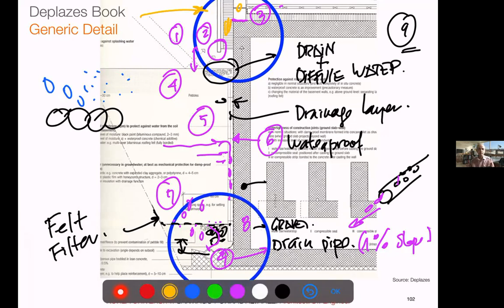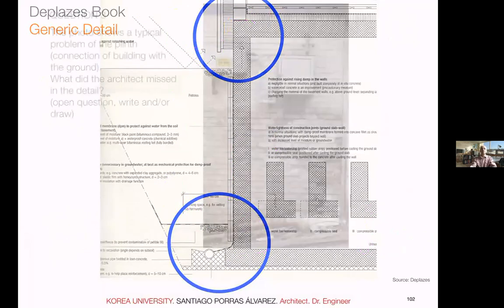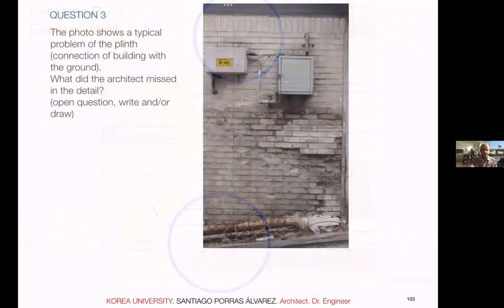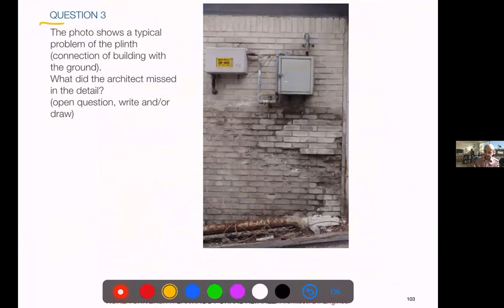So I have one more question for you to think about. This is question 3. Just forget about those boxes, they have no relation, and forget the pipe. But it's a clear problem in this wall. And the question is, what did the architect miss? The detail actually did miss something.